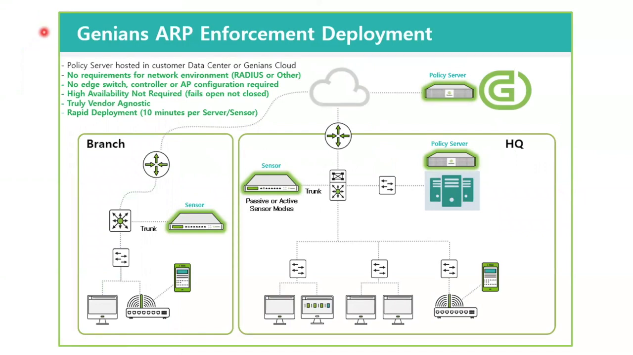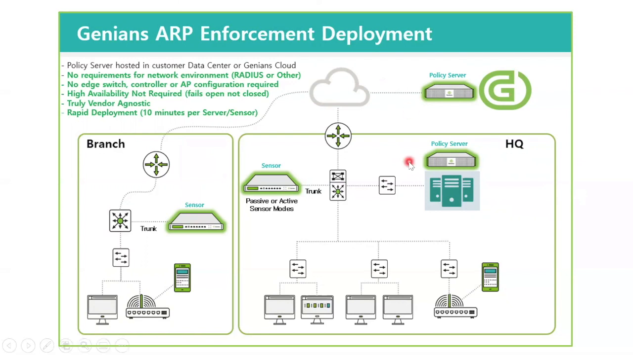Honing in deeper on the ARP enforcement implementation method we discussed a moment ago, this slide details the key components that are part of the architecture to allow that deployment to be implemented on your network. The key pieces here are the policy server itself. The policy server can be implemented in the cloud. Genians has an AWS cloud. You can actually deploy this in a region of your choice, and you can deploy that very quickly straight from our website in about 5 minutes.